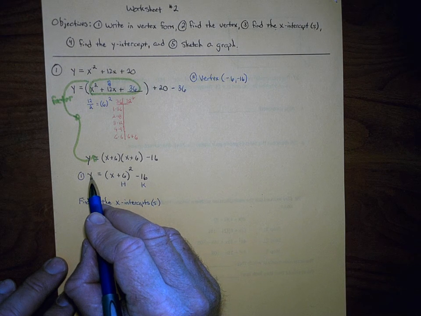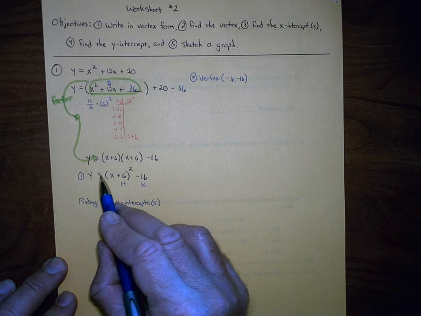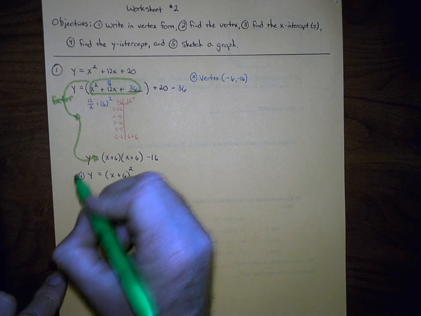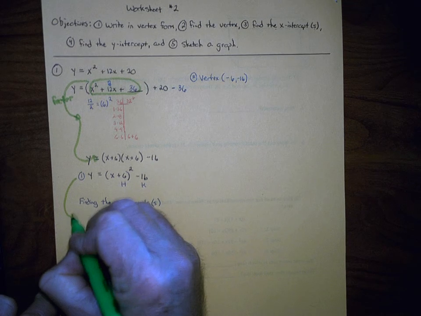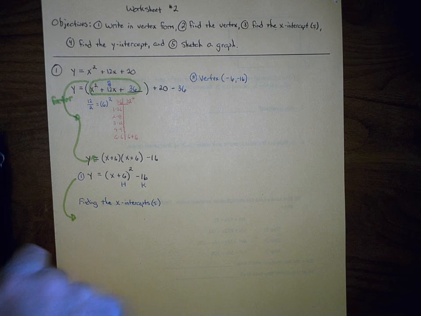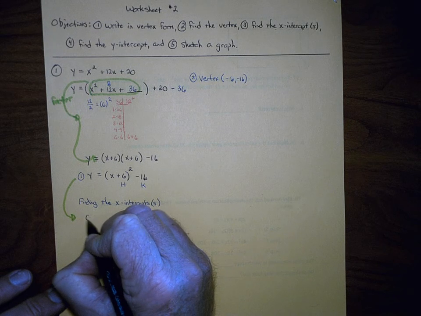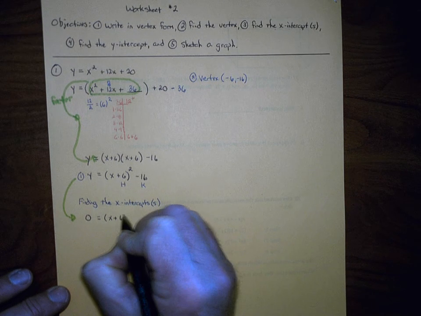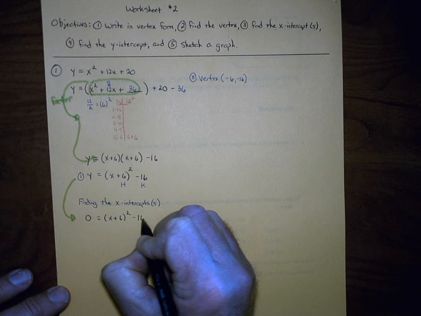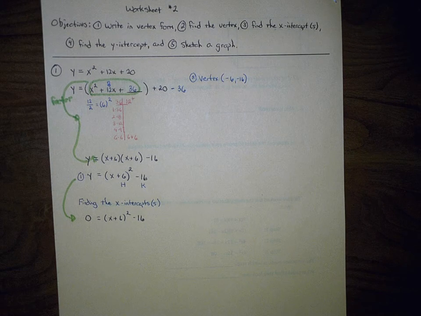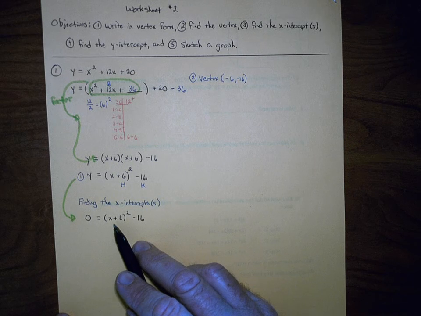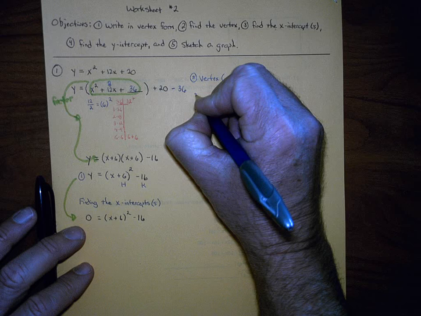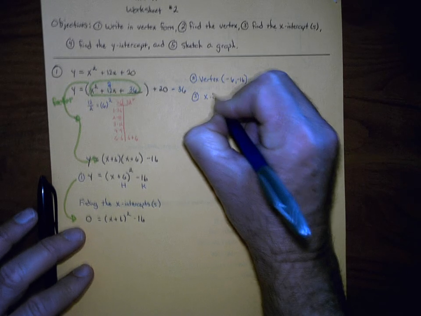You're going to take this equation right here that you got in vertex form, and all you do is you change the y into 0. Okay, so what we're going to do is, to find the x-intercepts, we change the y value into 0. Then we get 0 equals quantity x plus 6 squared minus 16, and then I'm going to solve this equation for x. Okay, and whatever my answers are for x, that's going to be my answer to number 3. That's going to be my x-intercepts.